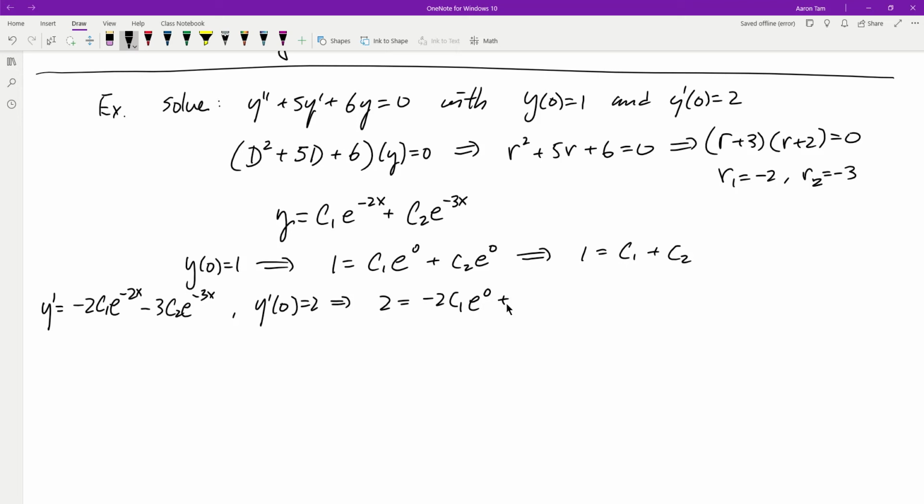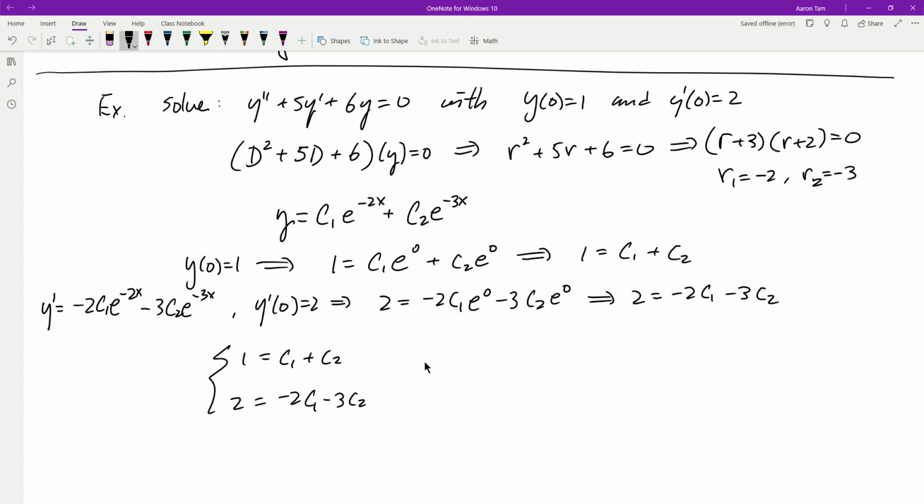Now to use y prime, I need to find the derivative first. So y prime equals -2c1 e to -2x minus 3c2 e to -3x. Now if y prime of 0 equals 2, that means 2 equals -2c1 e to 0 minus 3c2 e to 0. Notice that having the initial value be 0 is definitely a big advantage here, because e to the 0 power just goes away. So that's really good. From this equation, 2 equals -2c1 minus 3c2.